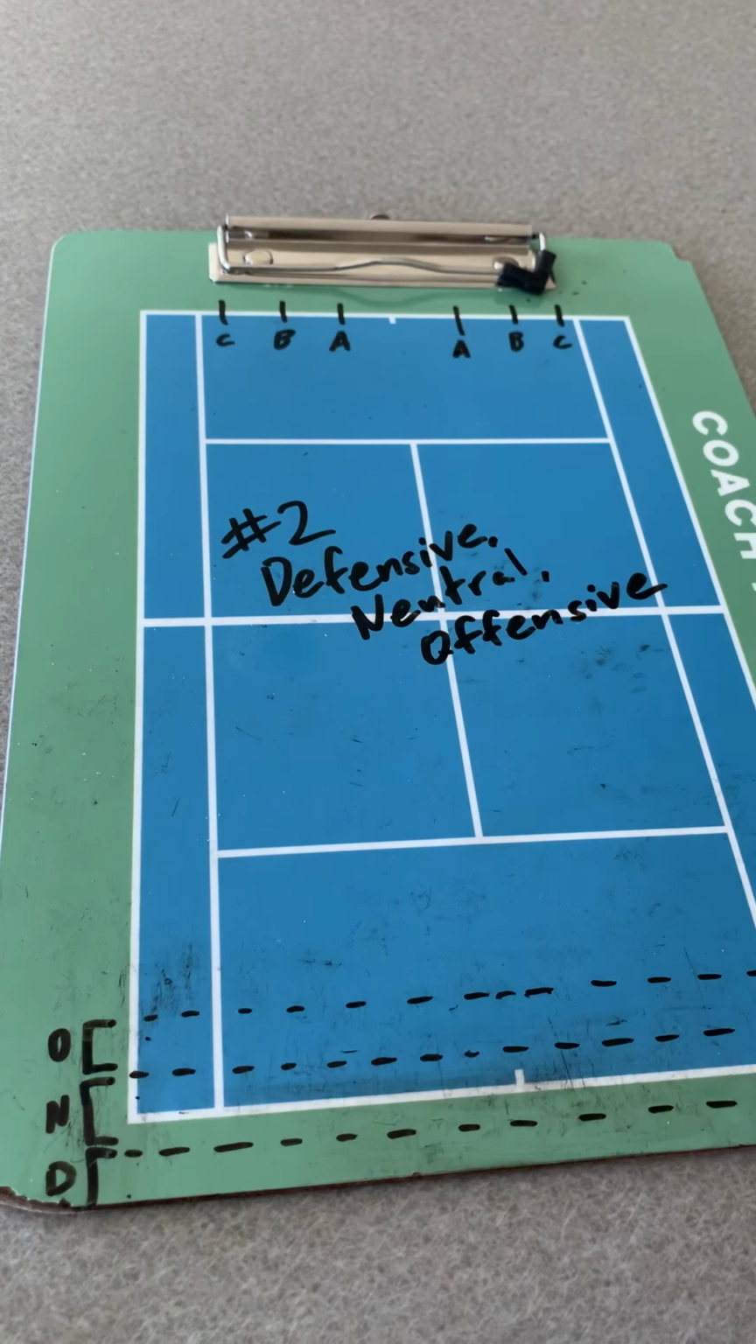So, singles concept number 2, defensive, neutral, offensive, or DNO. This concept is going to take the red zone from singles concept number 1 and divide it into 3 sections. It's also going to incorporate the Lendl grid, which we'll talk about in a few minutes.